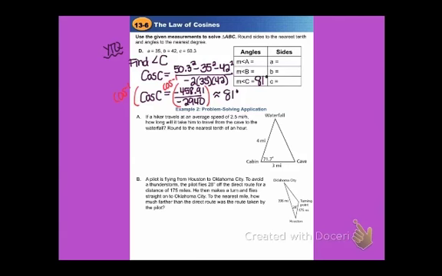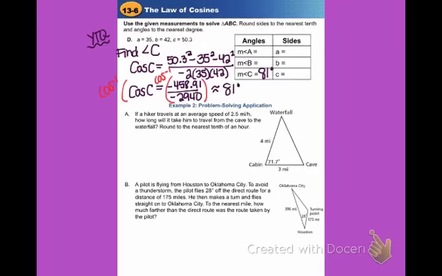So angle C should have been about 81 degrees. So for example 2, we're going to look at a real life example. If a hiker travels at an average speed of 2.5 miles per hour, how long will it take him to travel from the cave to the waterfall?